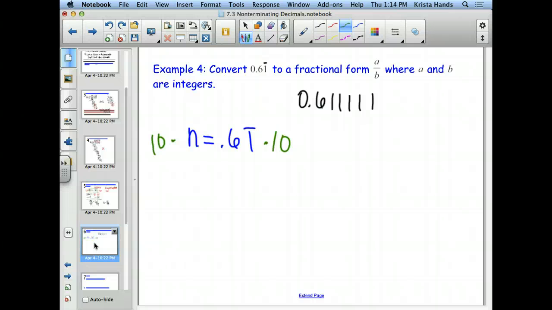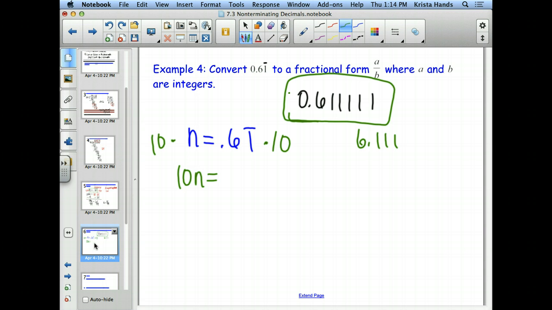All right, so I've got what on the left? 10N. 10N, right? Now think about it from this perspective. If you take this and multiply by 10, what do you get? 6.1111, right? I could write this as 6.1 repeating. That's true, but then the 1 repeating doesn't line up, does it? So I'm going to write it like this, and the only reason I'm doing it is because I want the 1 with the little repeat to be in the same spot.